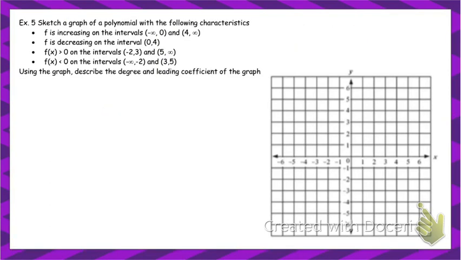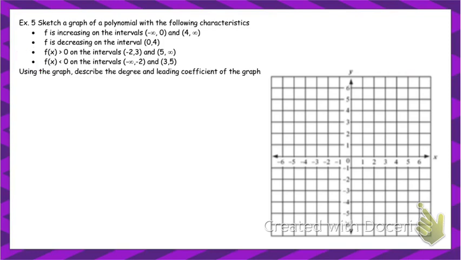All right, so the last thing that we're going to look at is just writing an equation just based off of some given characteristics. So this tells us that a function is increasing on certain intervals, decreasing on a certain interval. It says f of x is greater than or equal to 0, which means it's positive on that interval, and it's negative on another interval. We're going to use that information to sketch a graph.